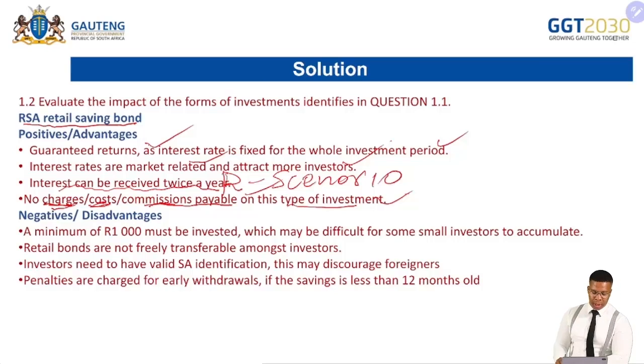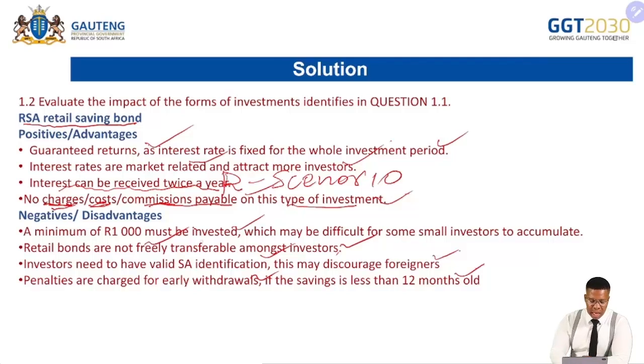And then disadvantages of your RSA retail savings bond is that a minimum of 1,000 must be invested, which may be difficult for some small investors to actually accumulate. And then we also have retail savings bonds, which are not freely transferable amongst investors. And then we also have the idea that investors should have a valid South African identification, which may discourage foreign nationals from investing. And then penalties are charged for early withdrawals if the saving is less than 12 months old. So those are the disadvantages.